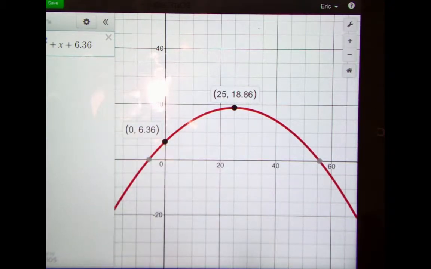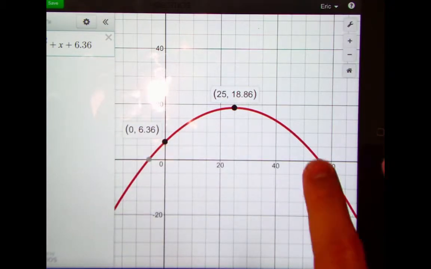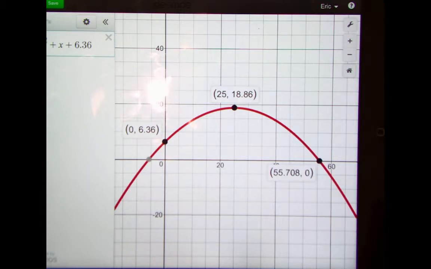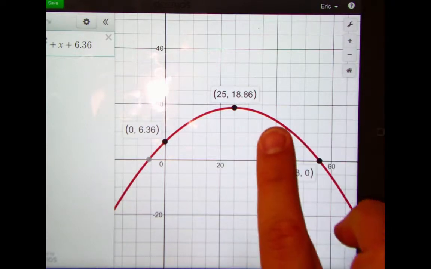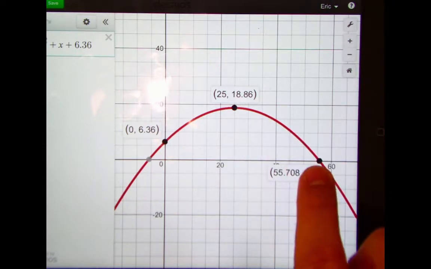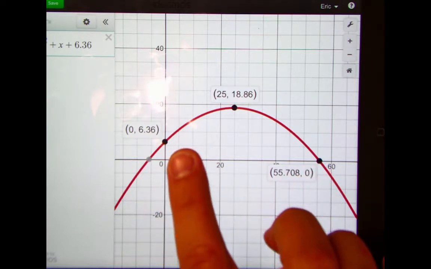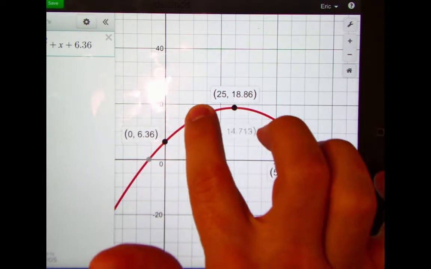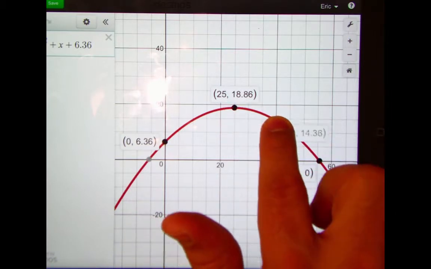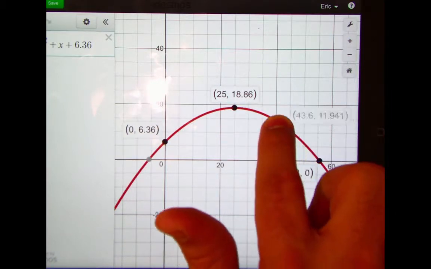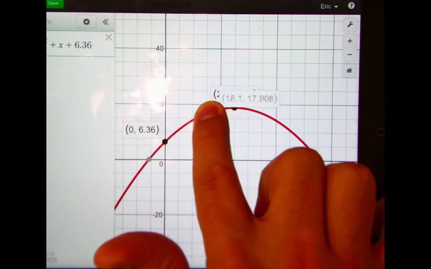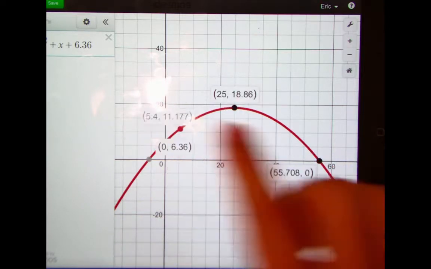I can also figure out where it lands, or at least how long it takes to land, and that's over there at 55.708 seconds. I know it doesn't seem realistic, like maybe they're playing basketball on the moon or something, because it's in the air for 55 seconds. But you get the point. Okay, that's the highest it was at. This is when it landed. That's the height from which it was thrown. And you can actually find any value on here. You'll see that the data changes as you hold on to the graph there.